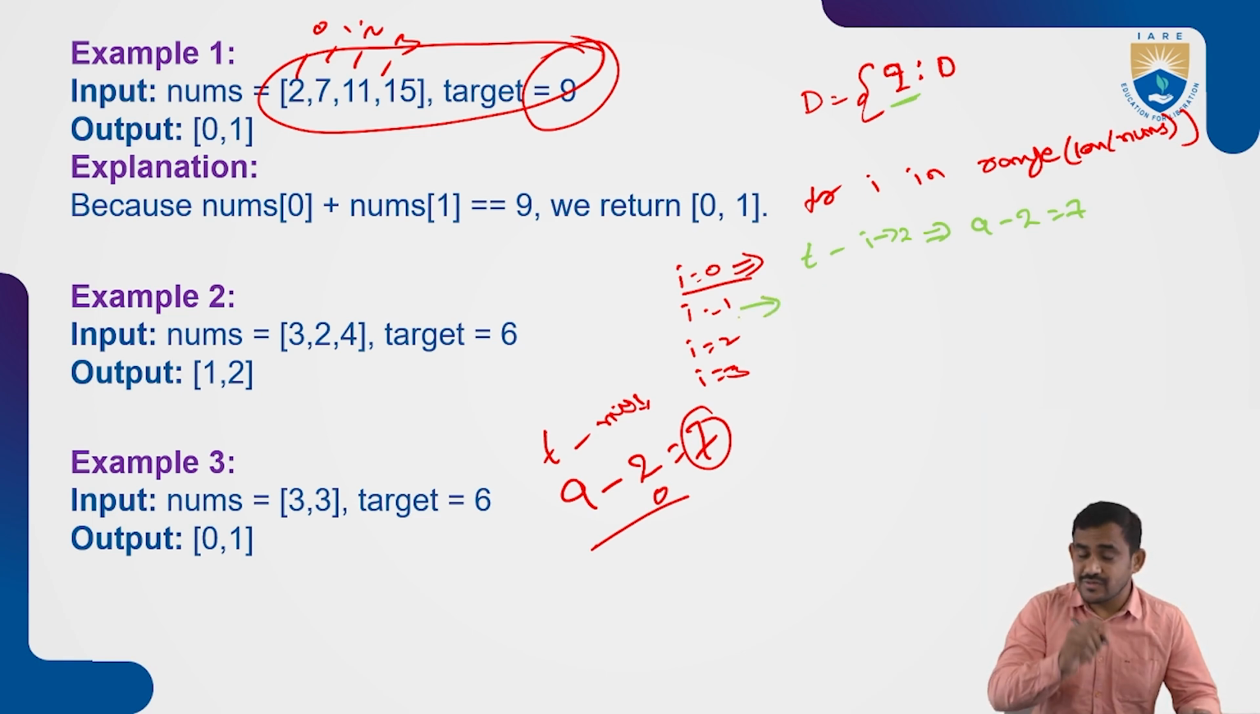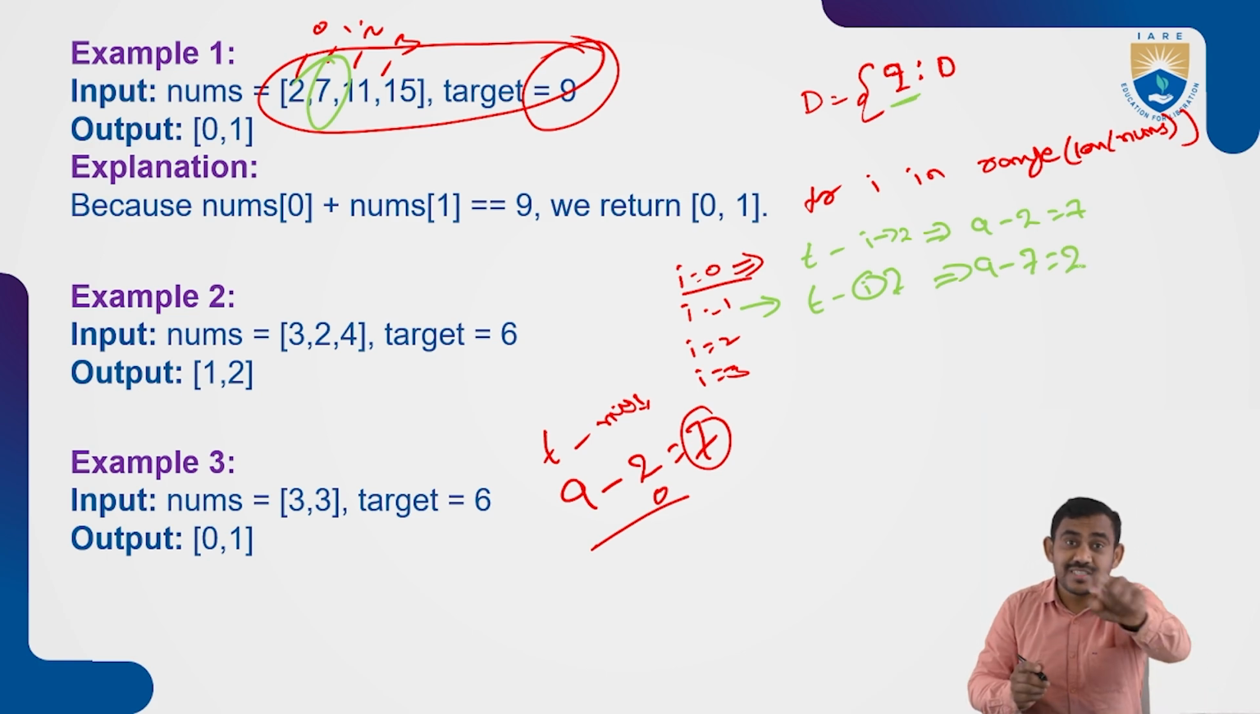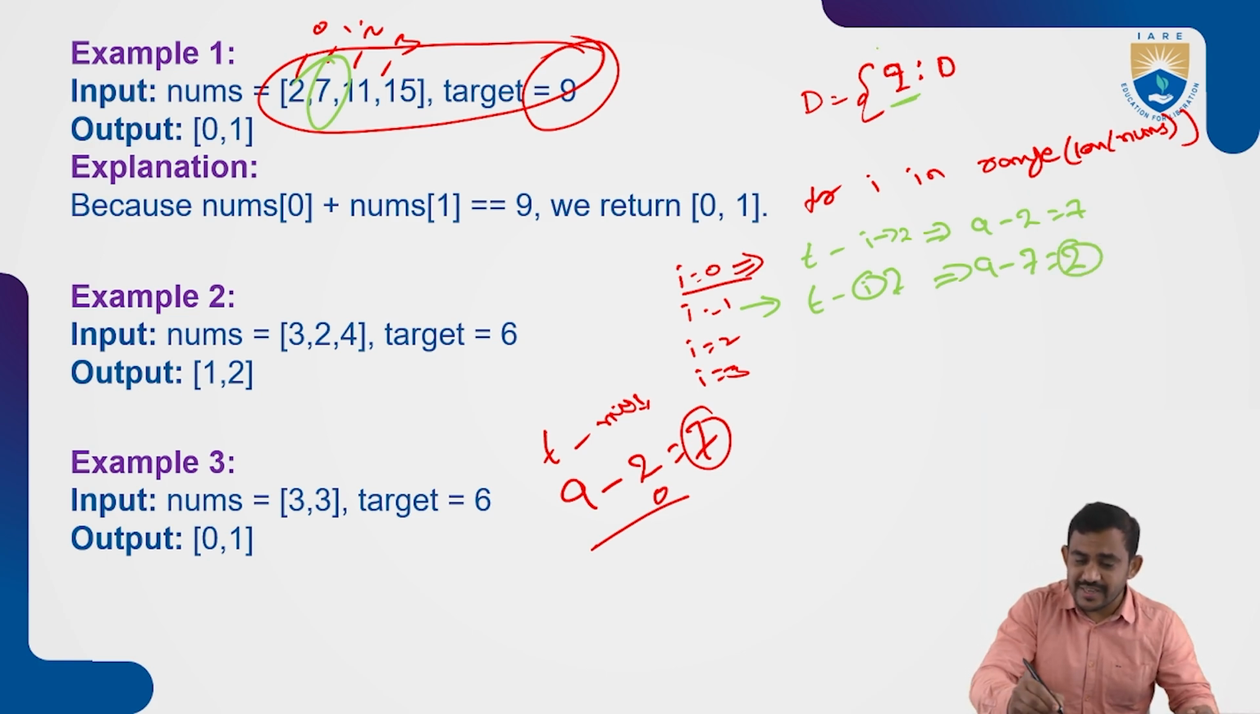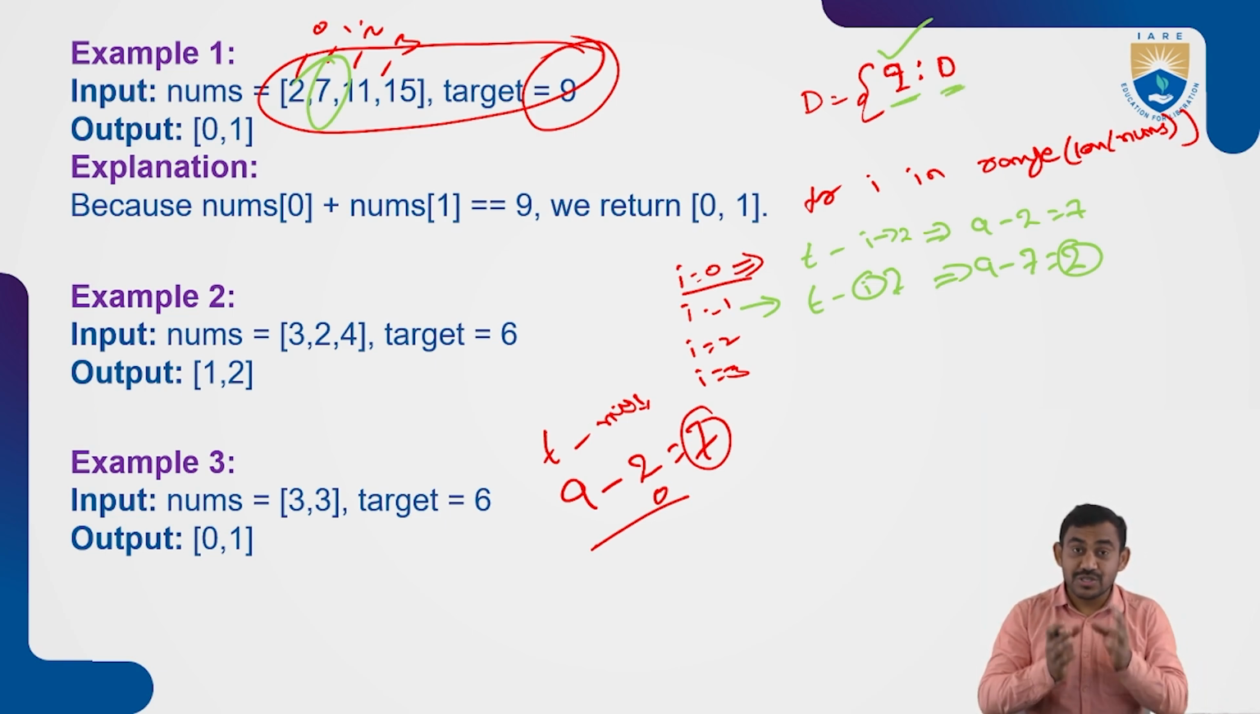Next, i equal 1. Check the logic now. Again, target minus your ith value. What's the ith value? For i equal 1, the next value is 7. So 9 minus 7 is 2. Now cross-check it. Is 2 there in your dictionary? Yes, 2 is there in your dictionary. Then what is the index of that? The index is 0. Using 7 plus 2 we have the target. That is the logic with the hash table.